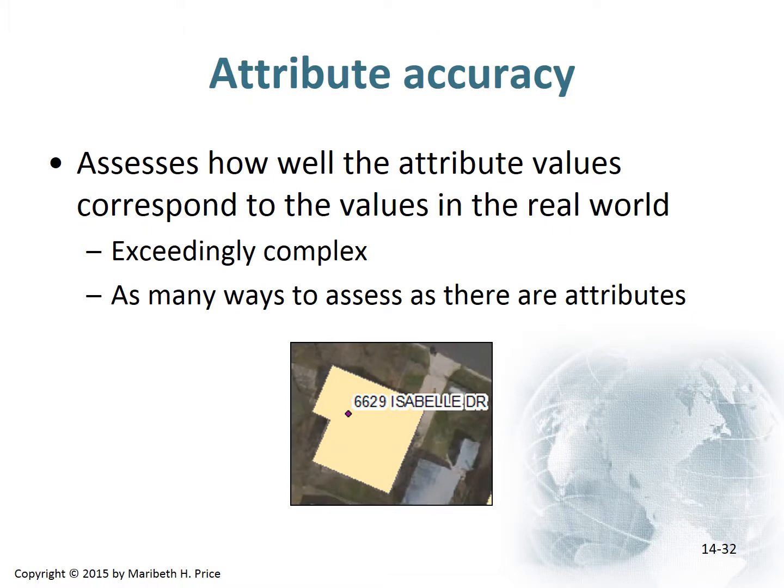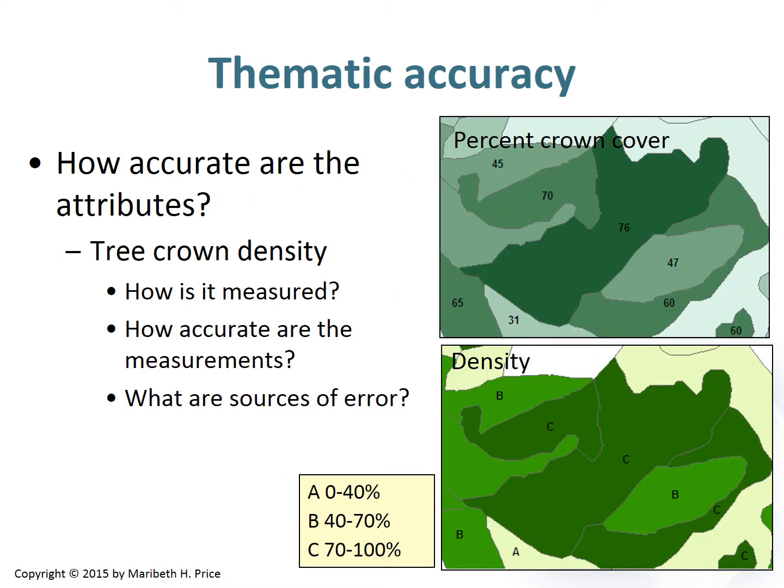Attribute accuracy is something entirely different. To this point, we've talked about the shape geometries and distances and positions of where things are located. Attribute accuracy is how well the attributes of something correspond to reality. These can be very complex, and it can be problematic because a lot of times there's no good way to assess how accurate or inaccurate they are.